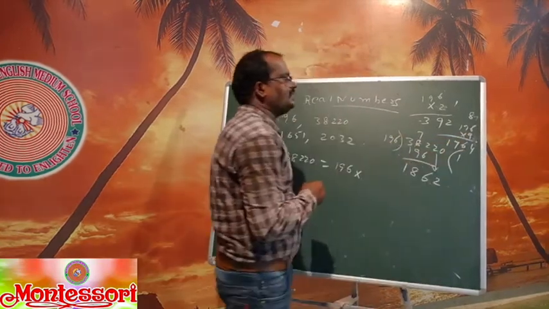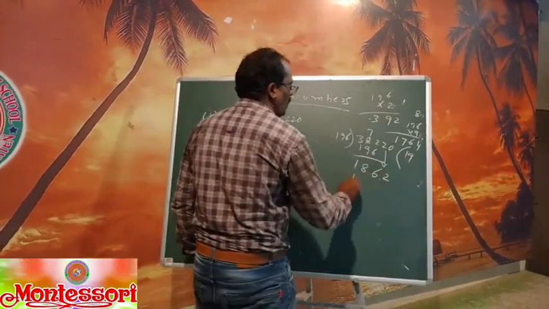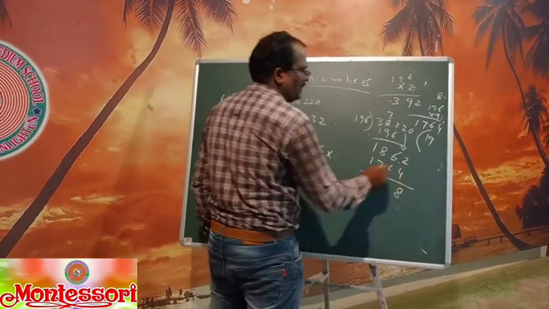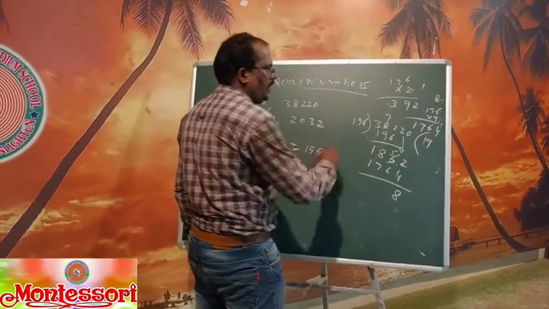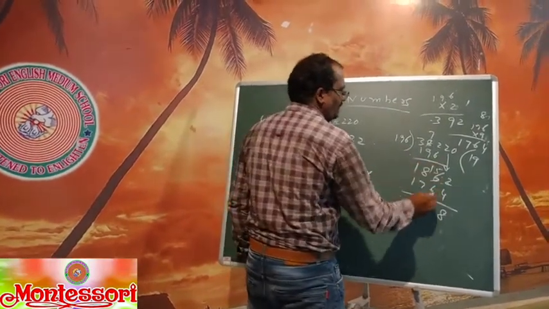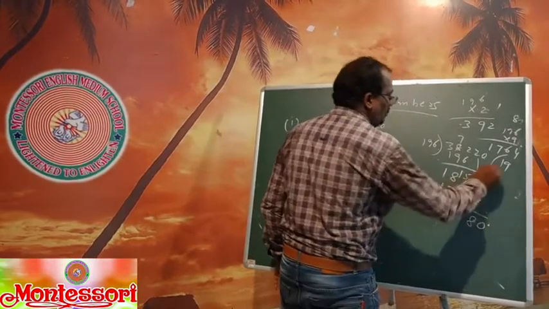How much did you get as the answer? 1764. We have to write 9 here. 1764. 12 minus 4, 8. Now here 5 is left. Now 1 carry. Again it becomes 15. Then 15 minus 6 is 9. Now we carry the 0 here.